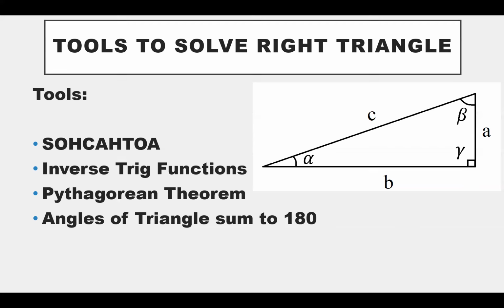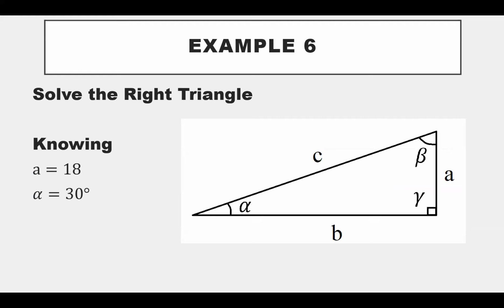So with those tools that we have now, we can solve right triangles if we're given a couple of pieces of information. Let's try this example. We're only going to be given two pieces of information. The first is that the length of A is 18. The second is that the angle measurement of alpha is 30 degrees.